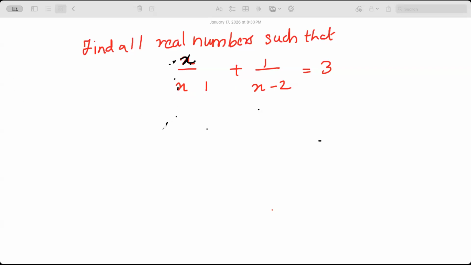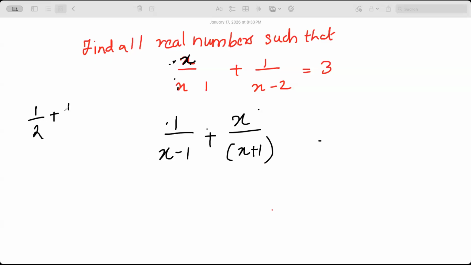How about this? 1 by x minus 1 plus x by x plus 1. How do we simplify this? See, sometimes we have fractions like 1 by 2 plus 1 by 3. So what do we do for a common denominator? Multiply them together. Same thing here. I don't see anything common between the two. So I will write my common denominator as x minus 1 times x plus 1.